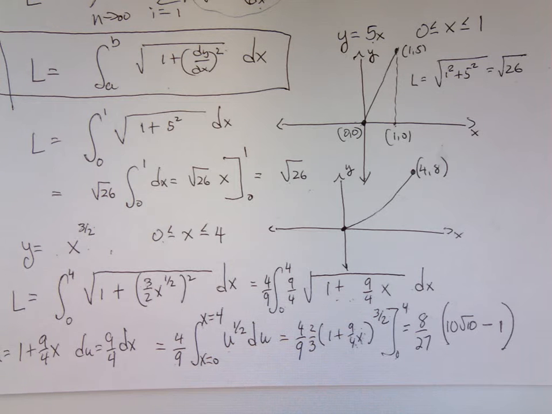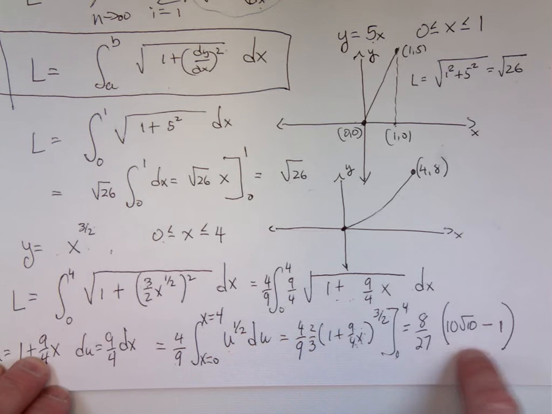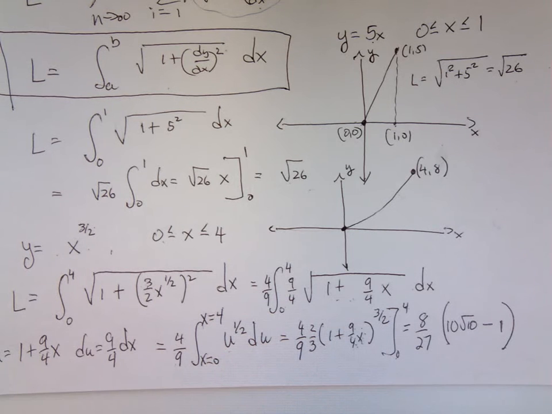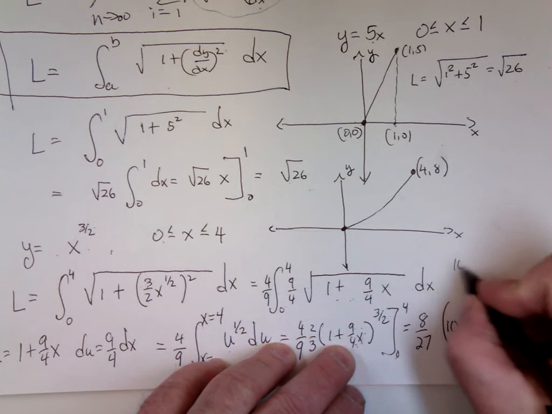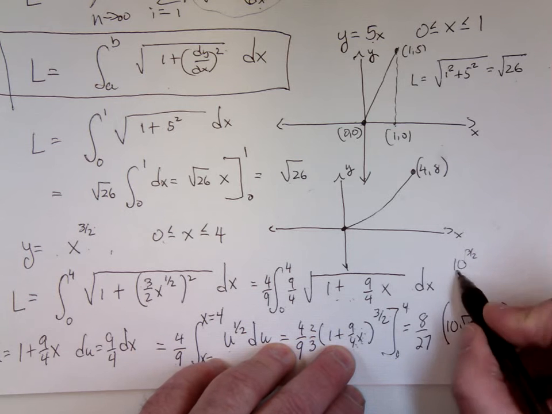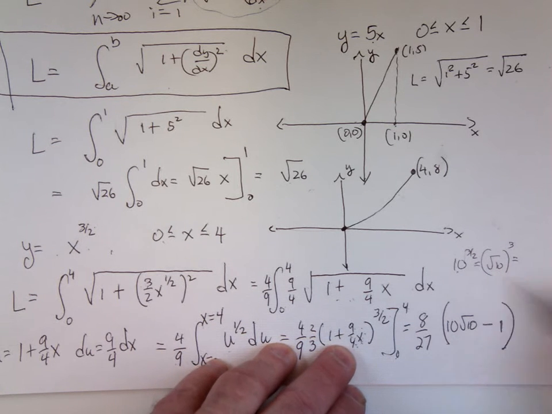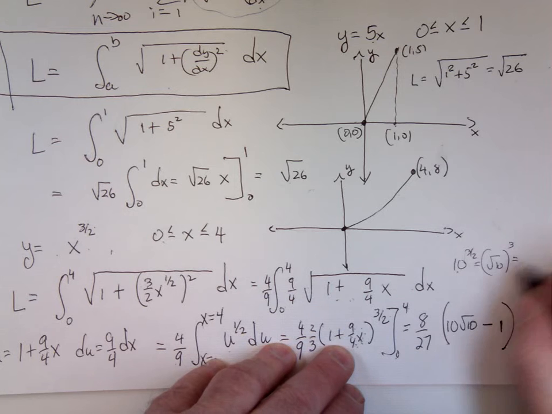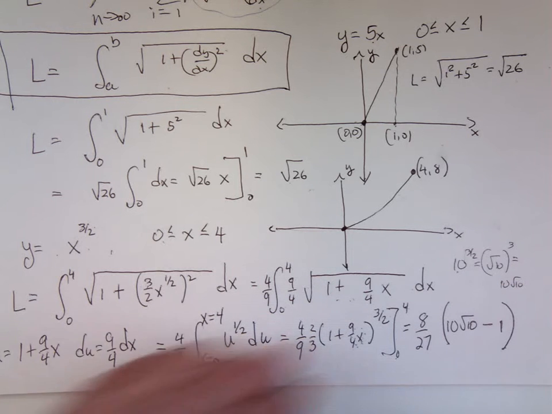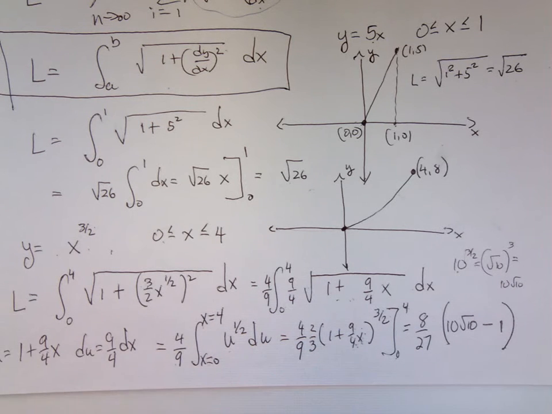Wouldn't you have it cubed inside the 10 or no? When you take 10 to the 3 halves, you take the square root of 10 cubed. But what's the square root of 10 cubed? It's the square root of 10, square root of 10, square root of 10. Square root of 10 times the square root of 10 is 10, so you get 10 square roots of 10. That's typical of these problems. Well, that's arc length.